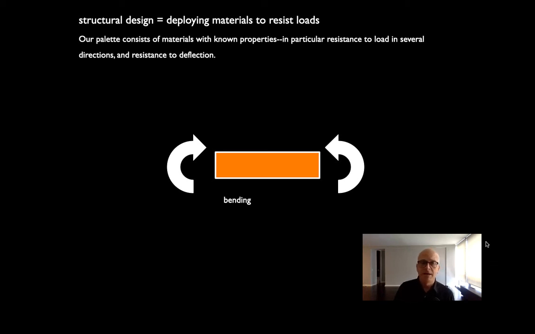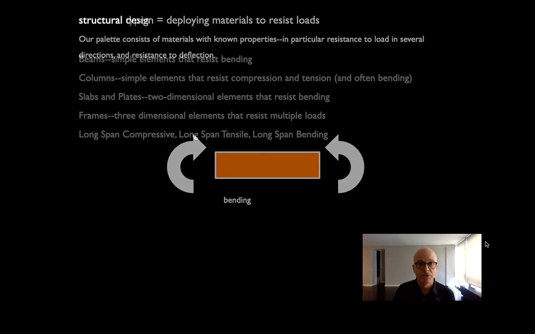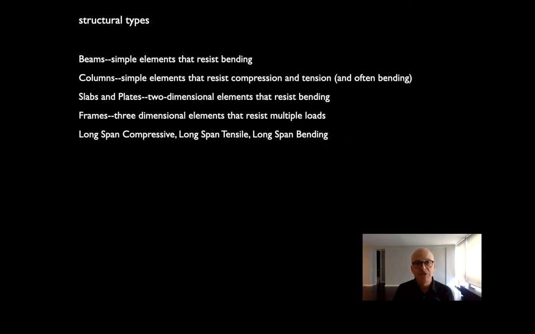We can look up materials' resistance to all of these in various tables, and we can use those basically to figure out how much of that material we need to resist the loads or forces that we're putting on it. And we do this through a handful, really, of structural types. Beams are elements that resist bending, right? This combination of tension and compression. Columns are simple elements that usually resist compression, but we also have what are called tension columns, where we're doing things like cables and things where we're resisting tension. Those are technically columns, but we call them tension columns.